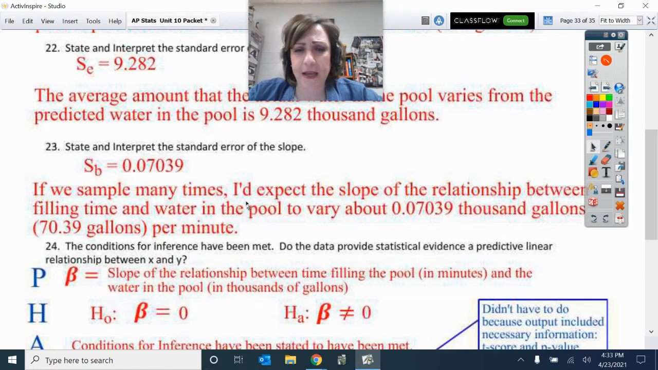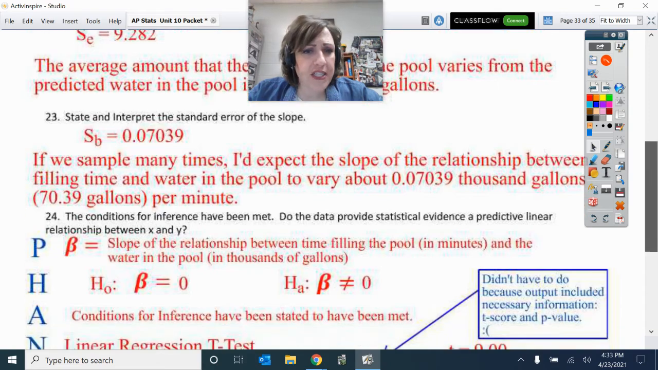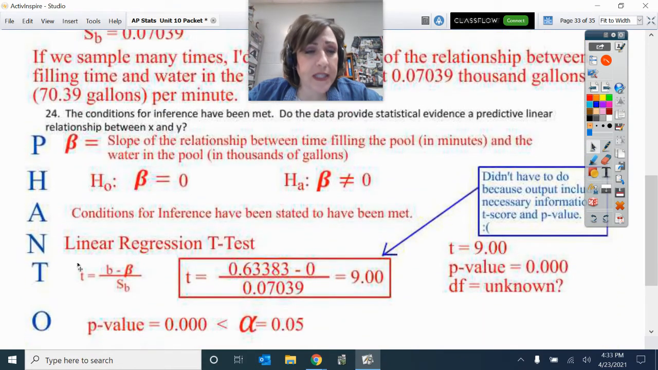Okay, so let me read that and not sing it to you. If we sampled many times, then I'd expect the slope of the relationship of the filling time and water to vary about 70.39 gallons per minute. See, I like that. That kind of makes a little bit more common sense to me than 0.07039 thousand gallons. So again, remember, communication is key. That's your value as a human statistician, not just a machine spitting out statistics, is that communication component of contextually what is happening.